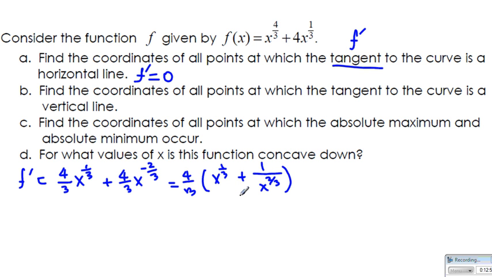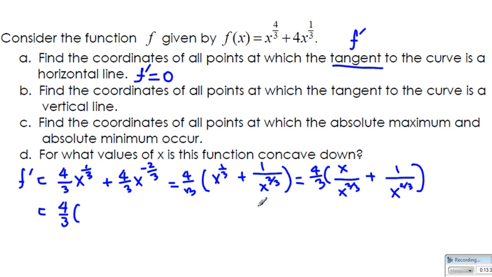Now, in order for us to combine these two, what we can do is this. We can multiply this one, top and bottom, by x to the 2/3 power. Then this in fact becomes 4 over 3 times, here, we're going to have x over x to the 2/3. The first term becomes this one, and plus 1 over x to the 2/3. Now, if I simplify them further, then we get 4 over 3 times, here we have, x plus 1 over x to the 2/3 power.